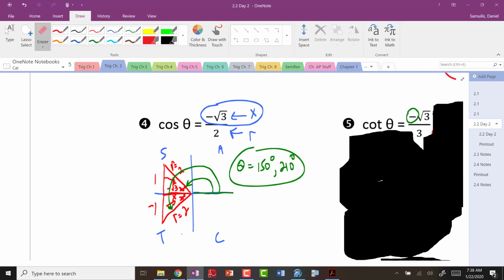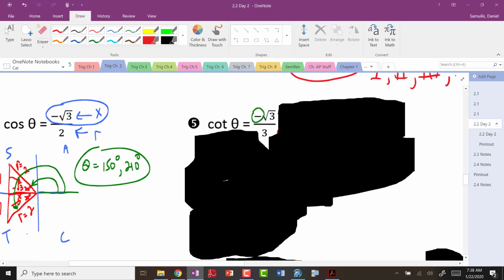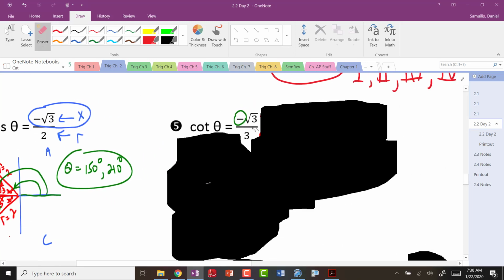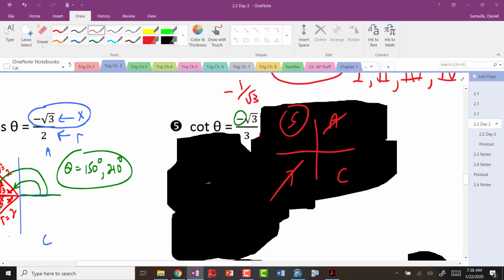Finding the angle from a ratio of sides. Now you should recognize negative root 3 over 3 came from negative 1 over root 3. I have to go fast because I'm running out of time here. All right, all students take calculus. Where is cotangent negative? Not quadrant 3. That's where it's positive with its friend tangent. And not 1 because everything's positive in 1. So I have two angle measures, one in quadrant 2 and one in quadrant 4, where cotangent's negative.